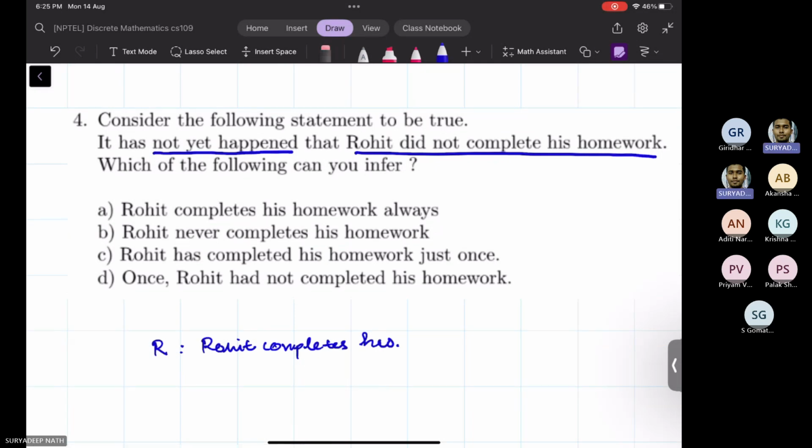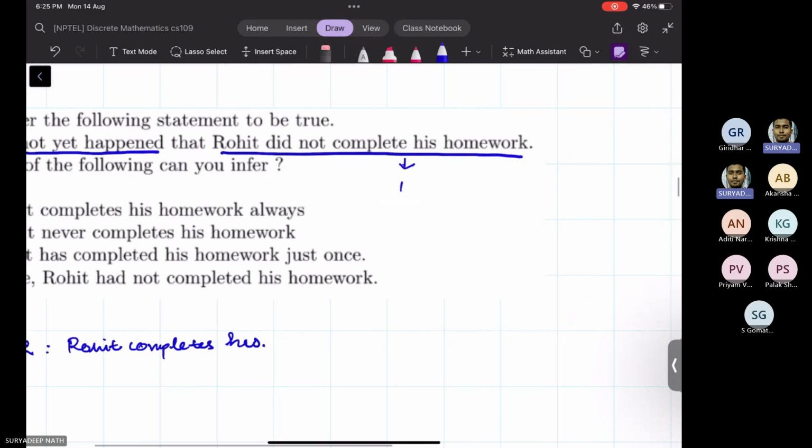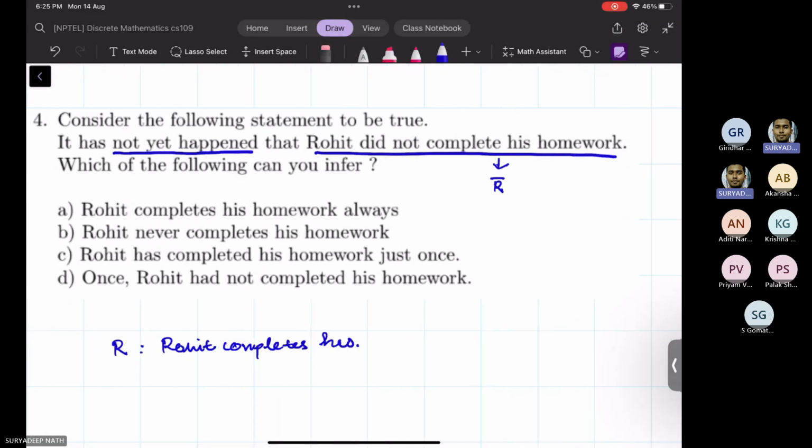And if you see Rohit did not complete his homework, this part is R bar, and then it is saying that not yet happened. So if you take a negation, negation is like not of R, and you take another negation. So double negation would basically be the same thing. So Rohit completes his homework. So basically it means that option A, Rohit has always completed his homework.